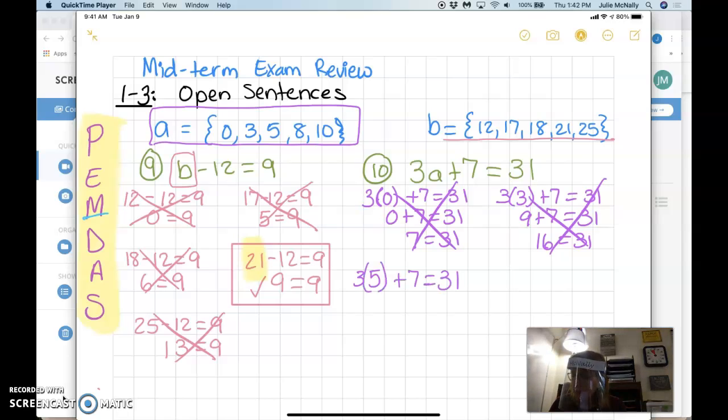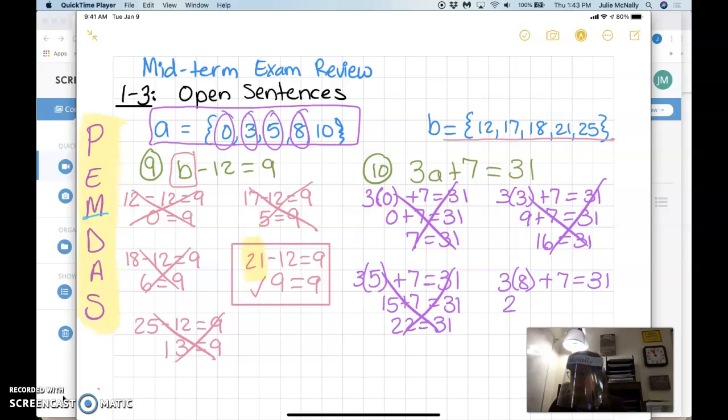Okay, 3 times 5 is 15, plus 7, that's 22, that does not work either. And then 3 times 8, so I'm just taking each one of these numbers from this solution set and plugging it in and solving. So 3 times 8 is 24. Yay! Hey, it's the same one that worked last time. Okay, so 31 equals 31. Yes, that works. So I'm going to circle that one for now.